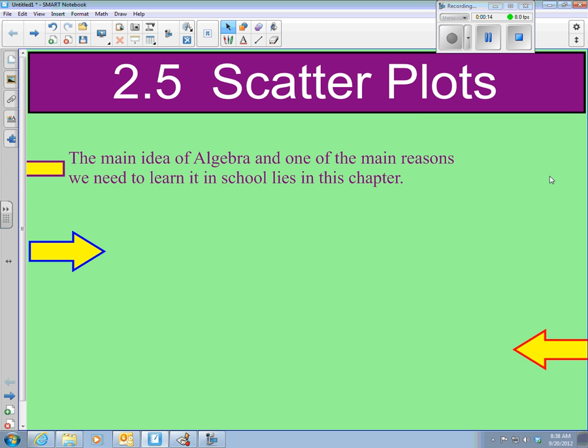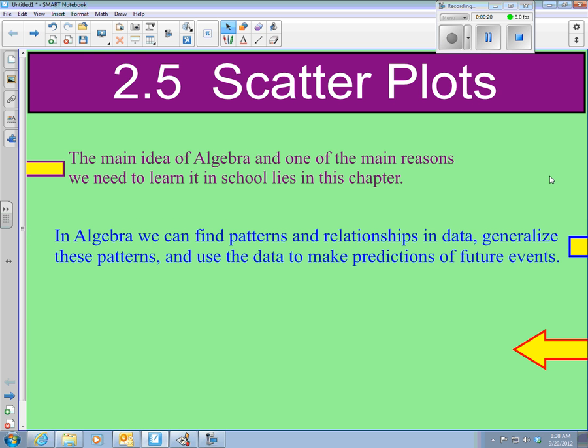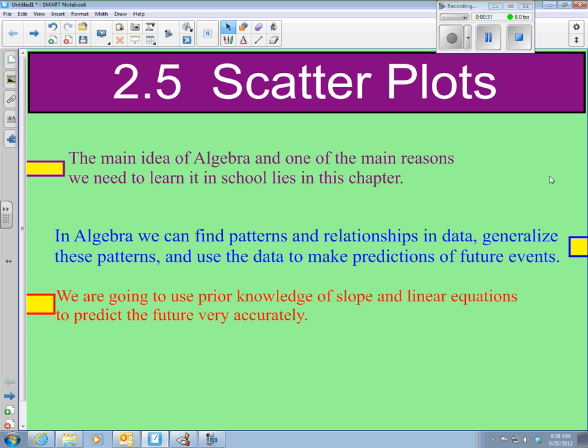This is one of the bigger ideas in algebra that we're going to be covering. One of the reasons we learn algebra is so we can make predictions on data, and that's kind of the new wave in businesses nowadays. We can find patterns and relationships in data, generalize these patterns, and use the data to make predictions of future events. That's basically what we're going to be using algebra for.